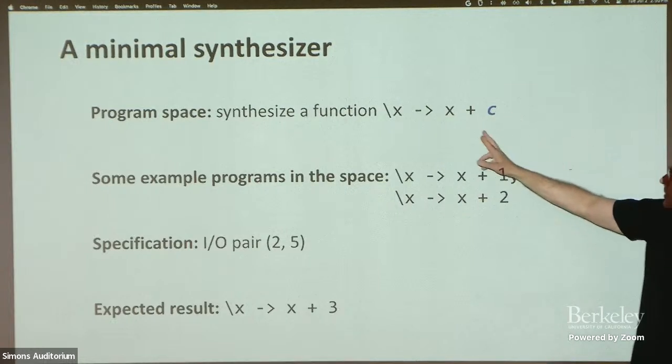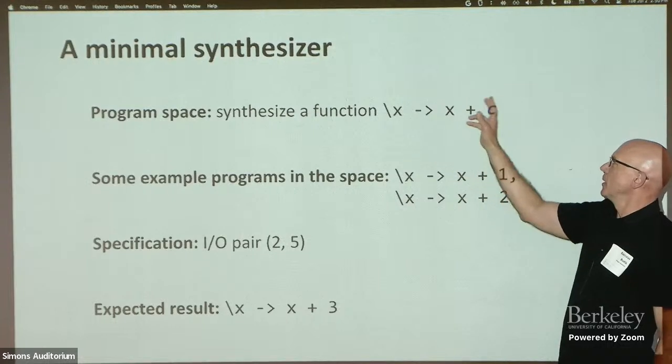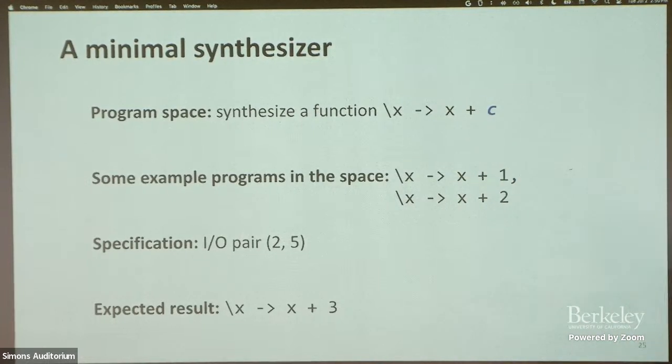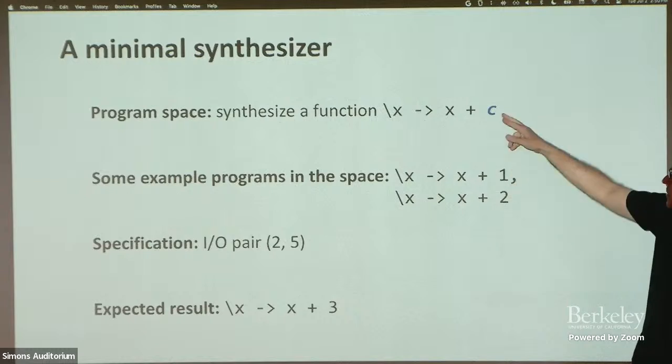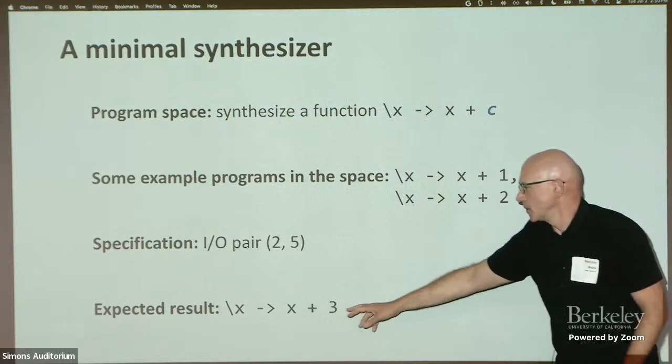It's very simple. Essentially, it says the program will be x plus c, and you just need to synthesize the constant c. But I'll give you an example of what the entire space of programs is and how you define it. So these are example programs in that space. The specification will be an IO pair. So clearly C should be 3. This is the expected result.